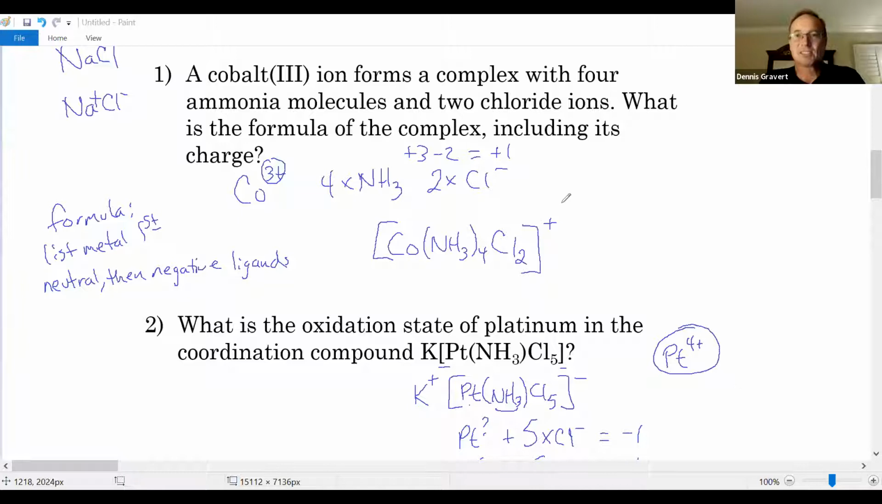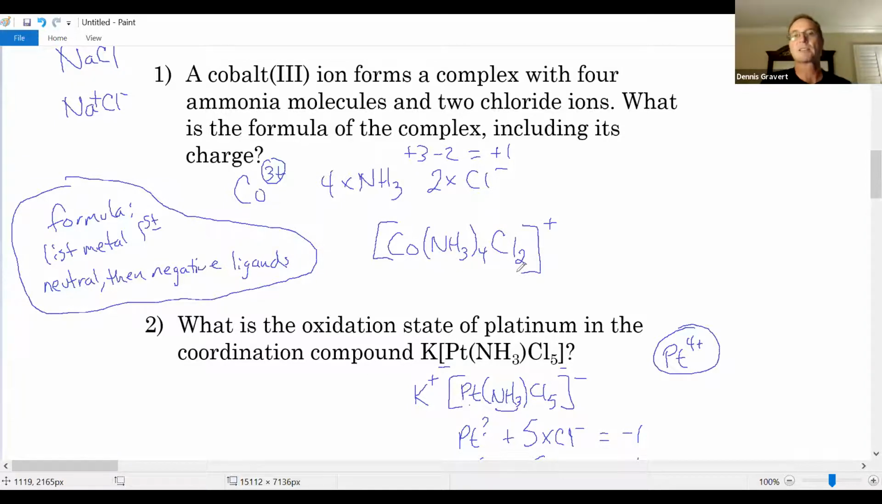Back to the other screen. Let's see. So just to reiterate, I think we're good about listing formulas. This is the most important part here. Put the metal first, inside brackets, list it with the ligands, neutrals first. Ammonia didn't have any charges, neutral. Chloride had negative charge, listed next.